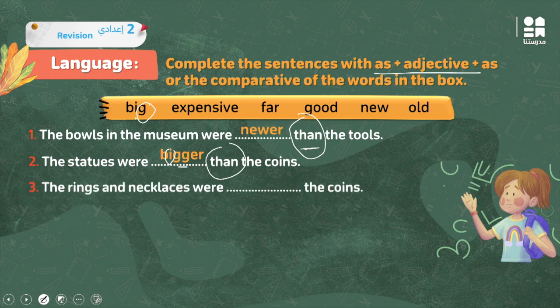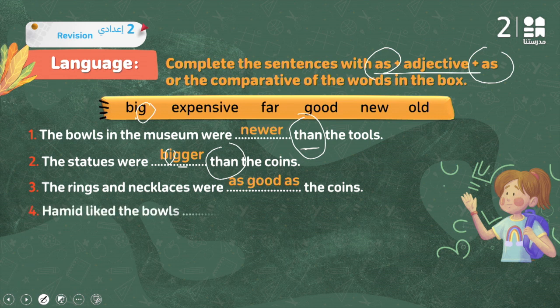In number 3, the rings and necklaces were spaced the coins. Here, do I have than? أنا عندي كلمة than? No, I don't have it. So this means I will here put the adjective between as and as because both of the two sides are equal to each other. يعني في مساواة هنا، مفيش حاجة أكتر من حاجة. So here, this is the answer, as good as. كانت جيدة زي الcoins.